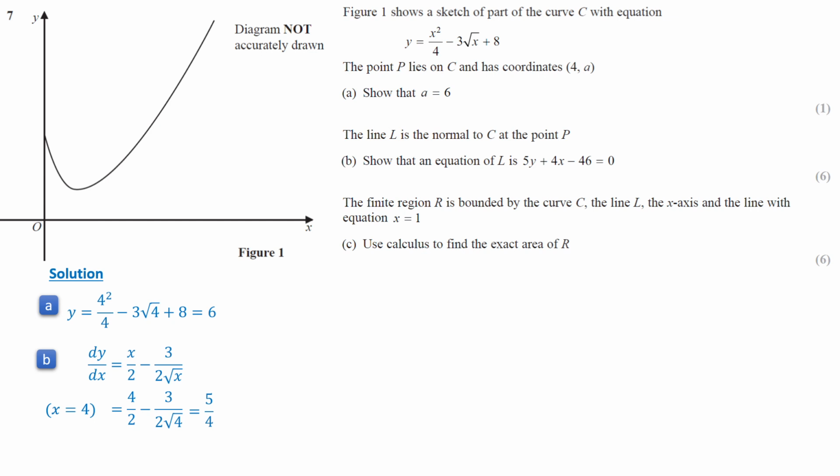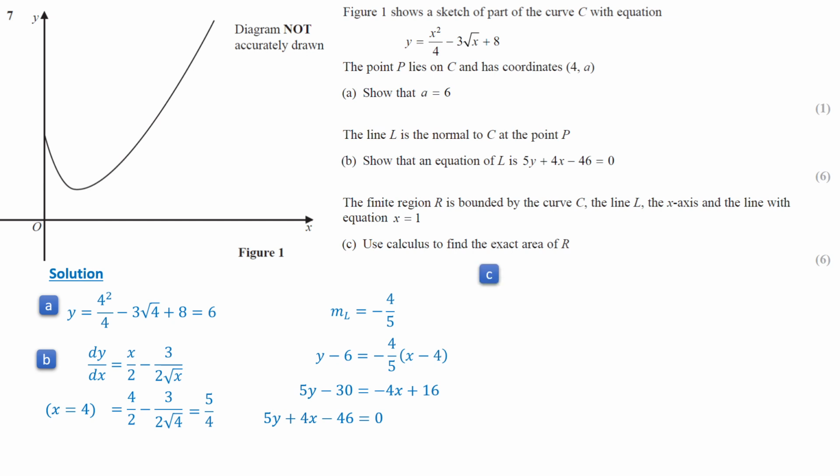The gradient of the normal line is the negative reciprocal of the gradient of the tangent. So the gradient of the normal line, L, is negative 4 over 5. Using the point-slope form of the straight line, we get y minus 6 equals negative 4 over 5 times x minus 4. Rearranging the terms, we get the equation 5y plus 4x minus 46 equals 0.